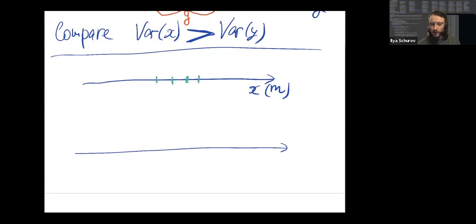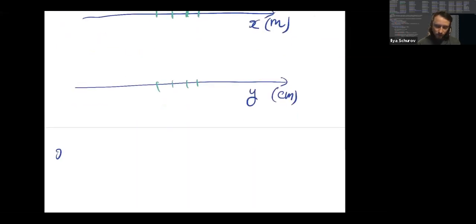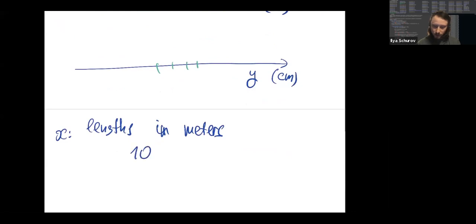But later on, we consider actually the same data set, but we measure these values not in meters, but in centimeters. The actual animals are the same. So we have two data sets. X is length in meters, and let me assume that I have some values here. Okay, it is very long, let me make it a bit shorter. Okay, never mind.